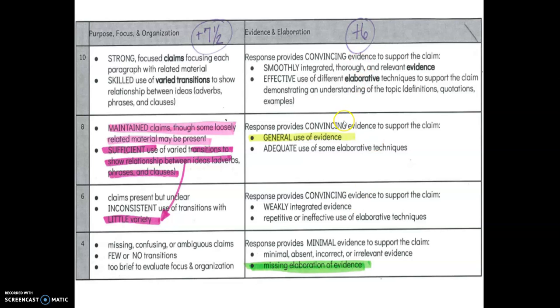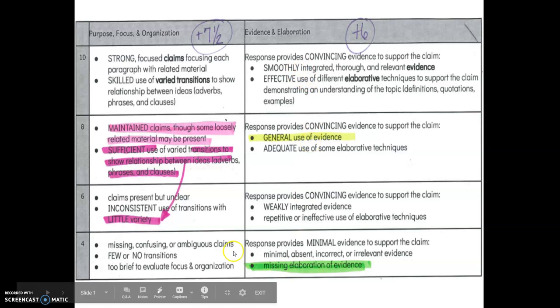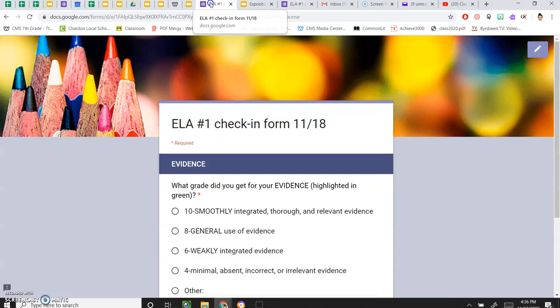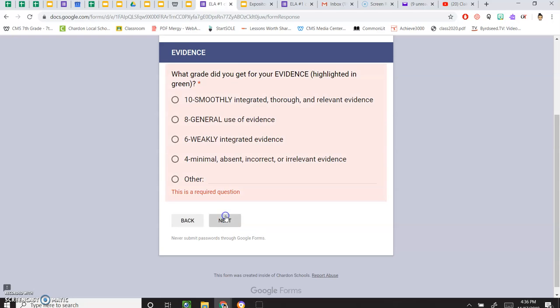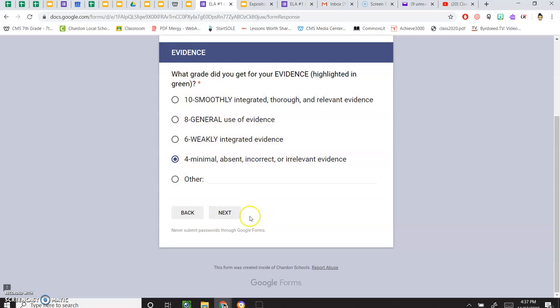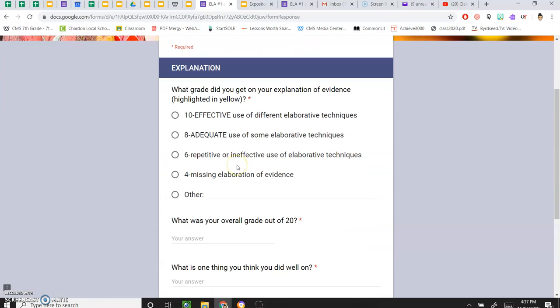Hopefully that helps you understand why you got the grade that you got. Your next step then is to go to the check-in form, and you're going to tell me, did you get a 10, an 8, a 6, or a 4? And if you were kind of in the middle, maybe part of yours was highlighted in 8 and part of it was in 6, then you can explain that here under other. Okay, and then you're going to go on to the next section, which is looking at your explanation.